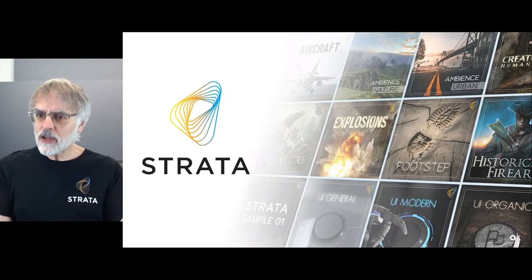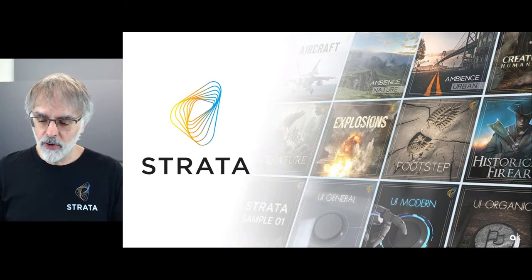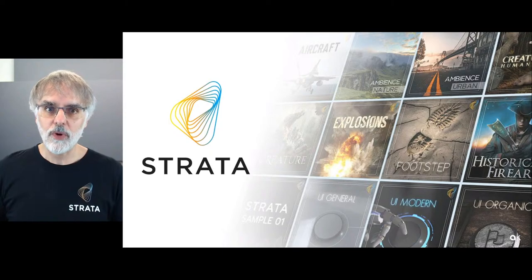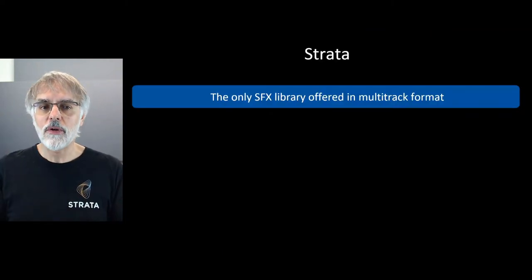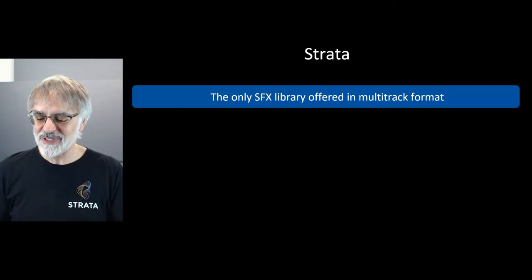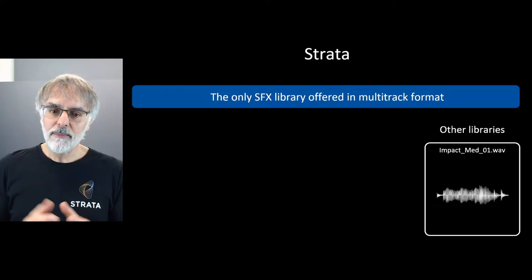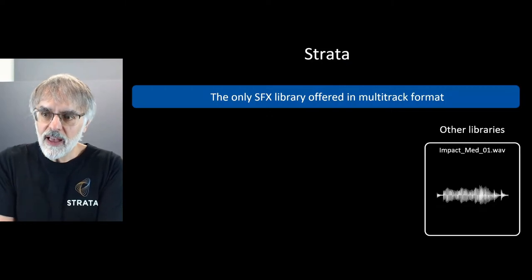So Strata, let's take a couple of minutes just for maybe people that have never seen Strata before. So we'll just establish what it is and then we'll go with the plan and where we're heading with that. So Strata is a sound effects library that is offered in multi-track format. And to our knowledge, is the only one produced this way. So all the other libraries out there, what they offer, what they package basically is the final files, you know, the rendered files.